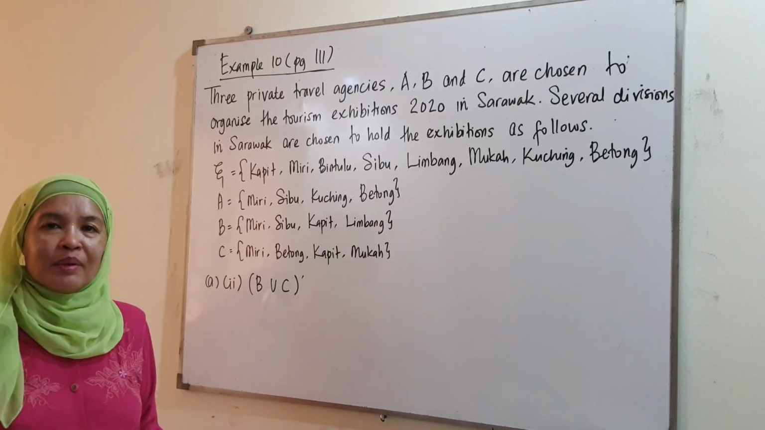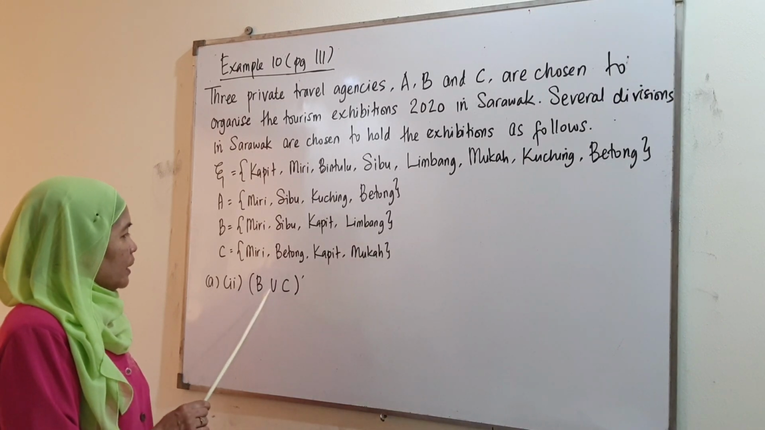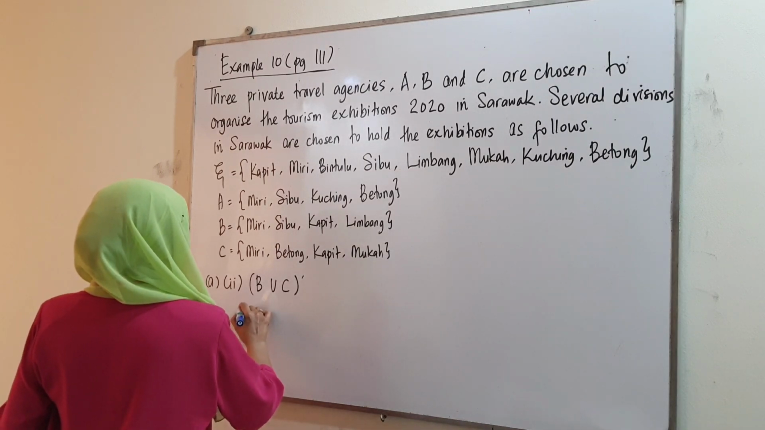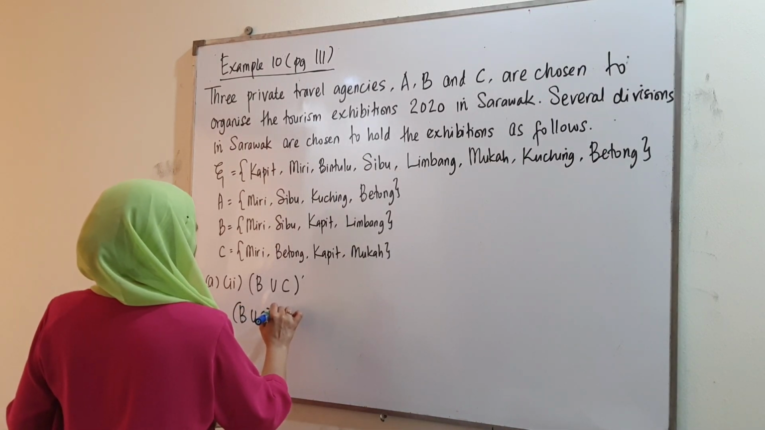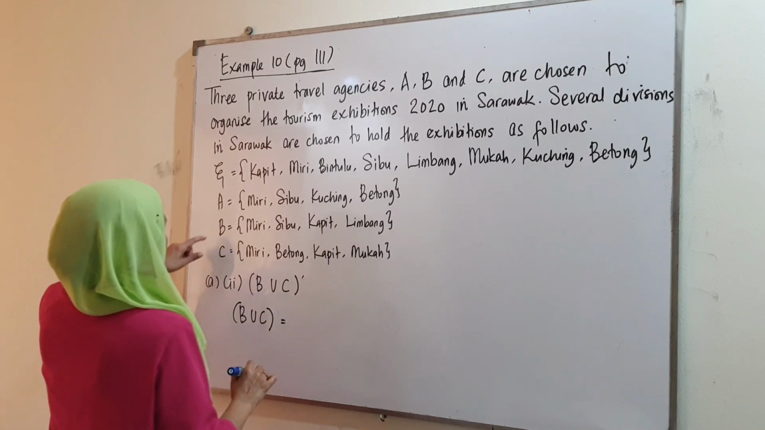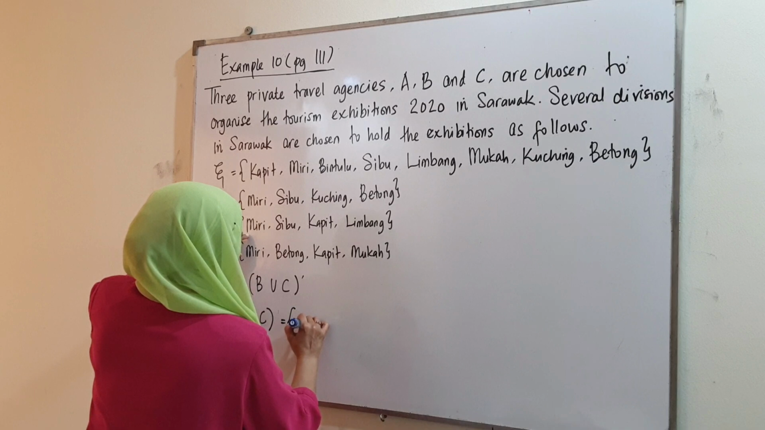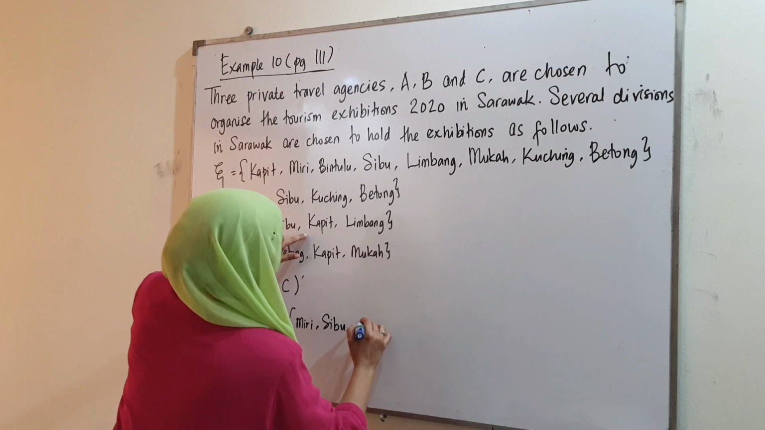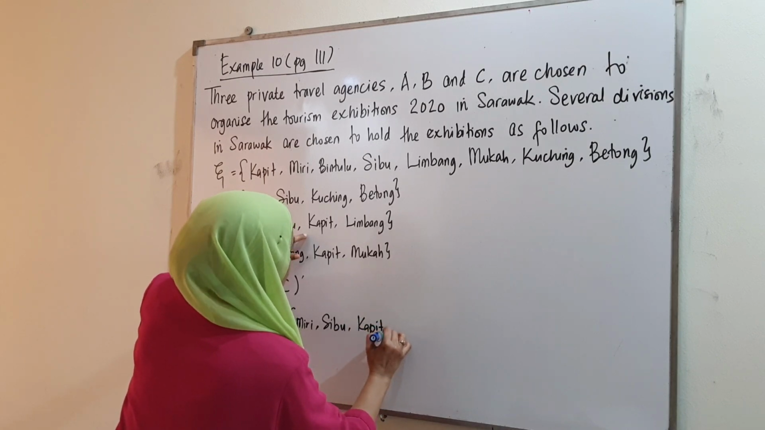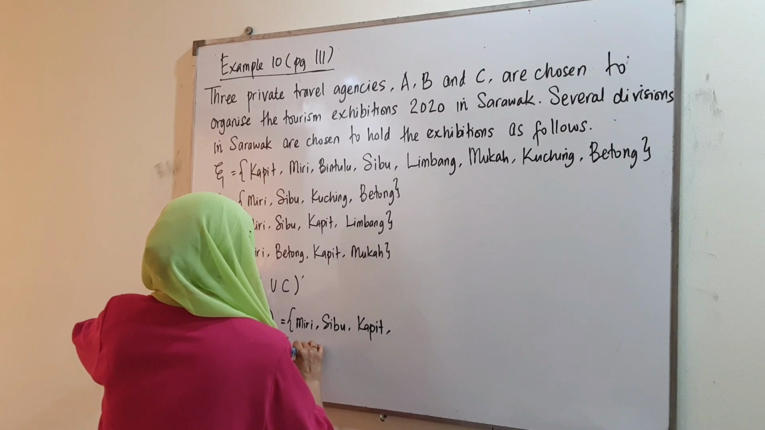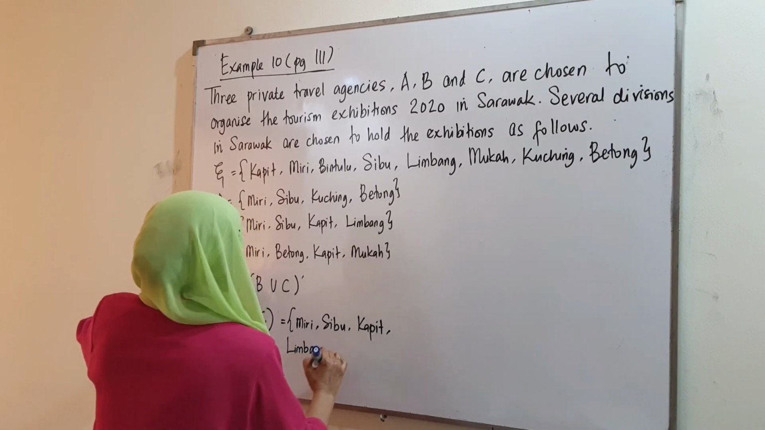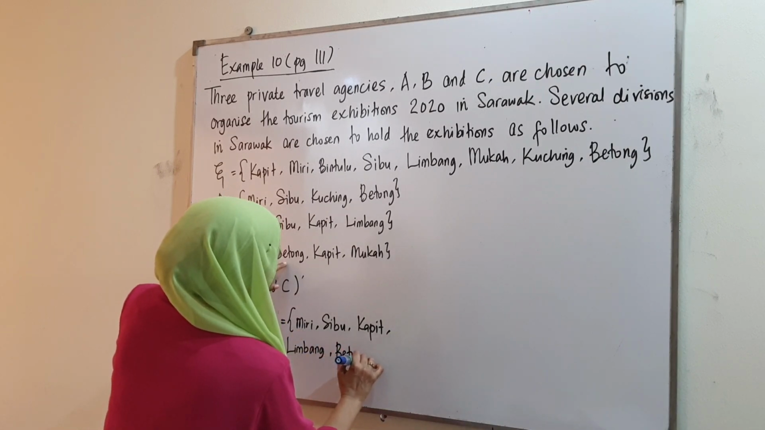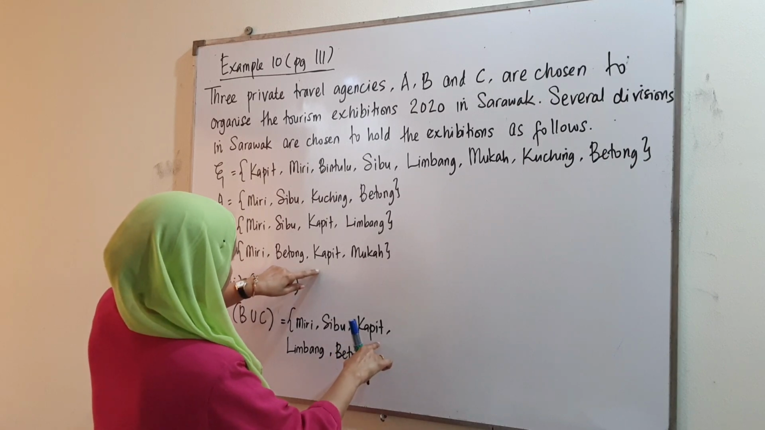Now we look at B union C complement. We have to find B union C first. B union C equals, write B first: Miri, Sibu, Kapit, Limbang, and C: Miri has, Betong doesn't have, Kapit has, and then Muka.